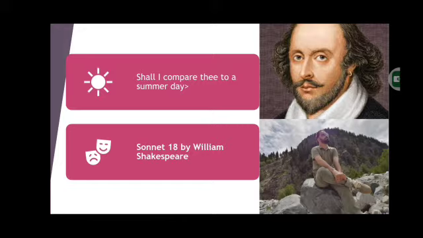So let's begin today's lecture and discuss "Shall I Compare Thee to a Summer Day?" It's a sonnet written by William Shakespeare, and this is Sonnet number 18. Let's discuss it.